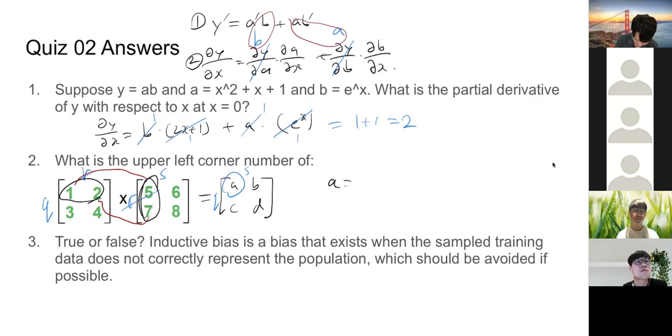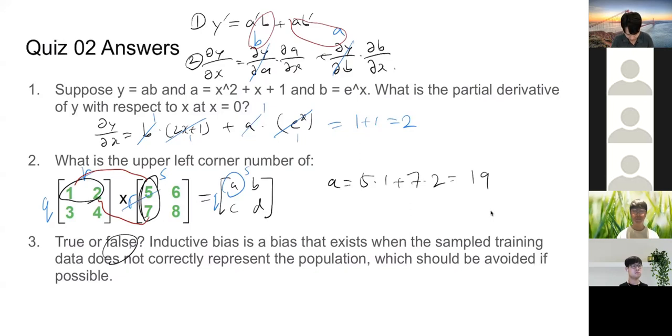So A is equal to 5 times 1 plus 7 times 2, which is equal to 19, which actually everyone got right. So that's really great. And finally, inductive bias is a bias that exists when the sample training data does not correctly represent the population, which should be avoided if possible. So I think many people were confused and the answer is false. So at least we got more people right than wrong, but I think many were confused.